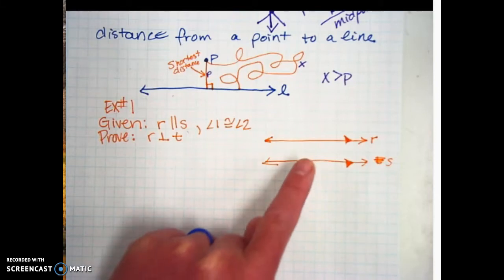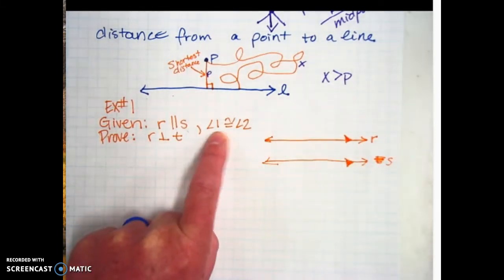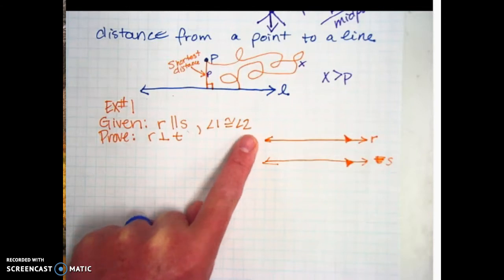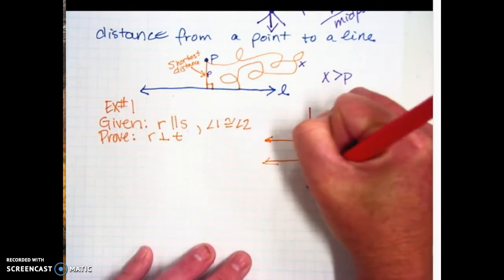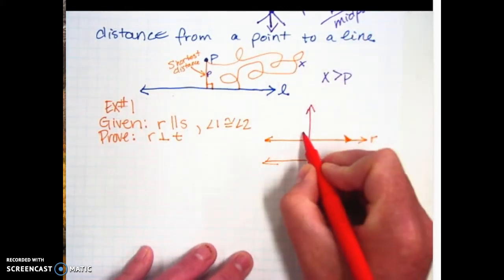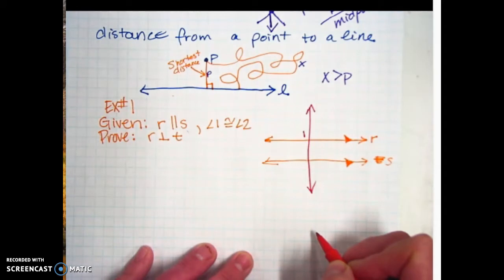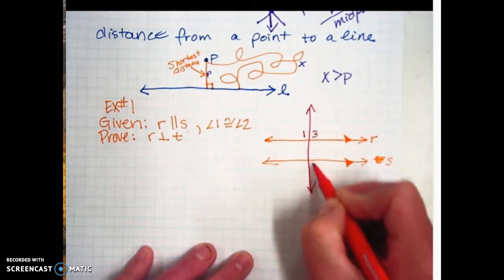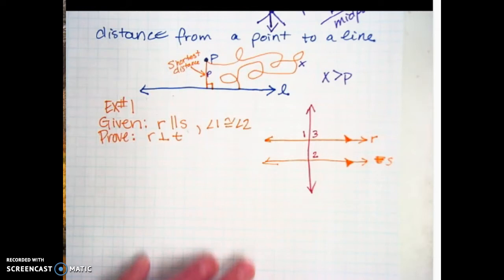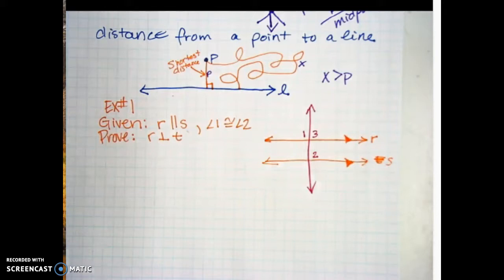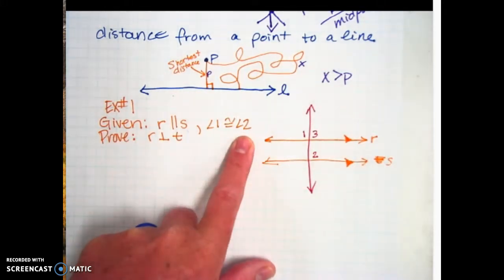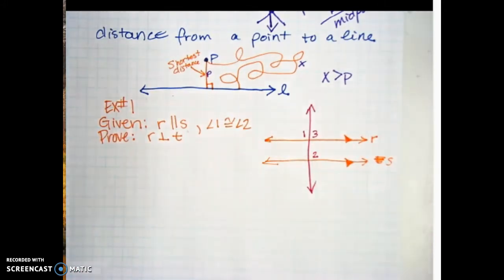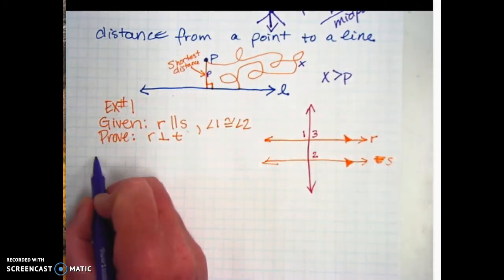And we've got another statement that angle 1 is congruent to angle 2. So I'm going to draw a third line, and we're going to label some angles. We'll call this one right here 1, this one right here 3, and this one right here 2. So angle 1, angle 3, and angle 2. And this statement says that angle 1 is congruent to angle 2. So we're going to create what's called a 2-column proof.